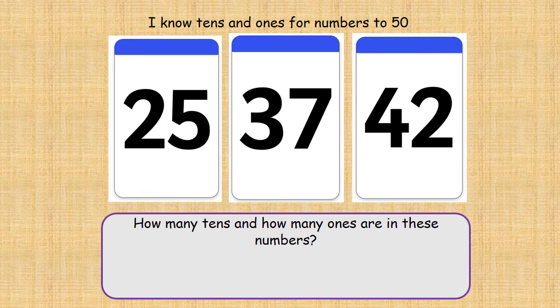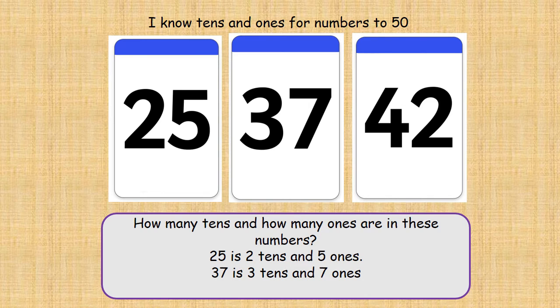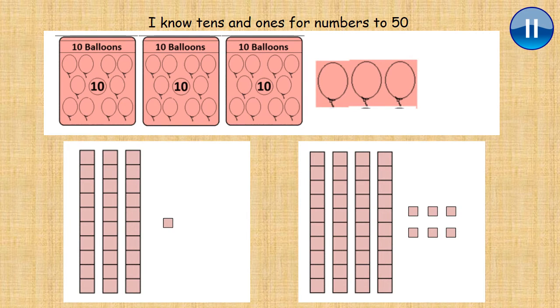Well done. There are 2 tens and 5 ones in the number 25. There are 3 tens and 7 ones in the number 37. There are 4 tens and 2 ones in the number 42. I can't wait to see the pictures of your tens and ones when you return your home learning pack to school. What numbers have I made?